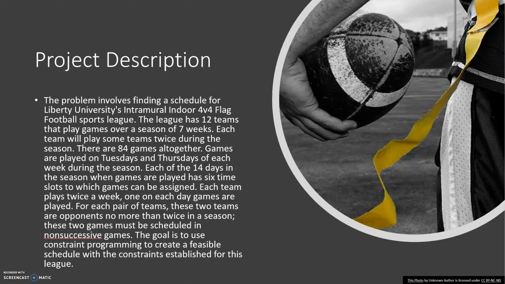This problem involves finding a schedule for the sports league, and the league has 12 teams that play games over a season of 7 weeks, and each team will play some teams twice, but not all of them. There will be 84 total games throughout the season, and games are played on Tuesdays and Thursdays of each week during the season. Each of the 14 days in the season when games are played has 6 time slots in which games can be assigned, and each team plays twice a week with one game on each day that games are played.